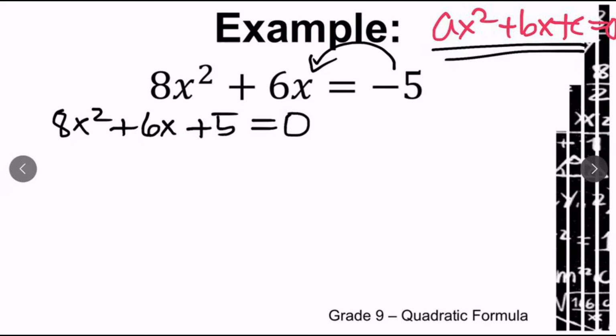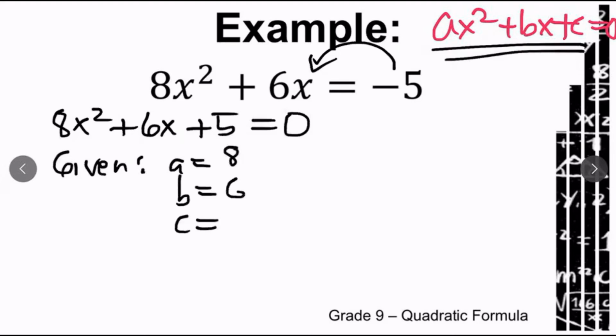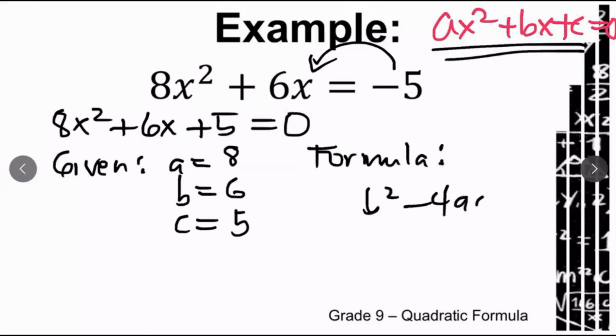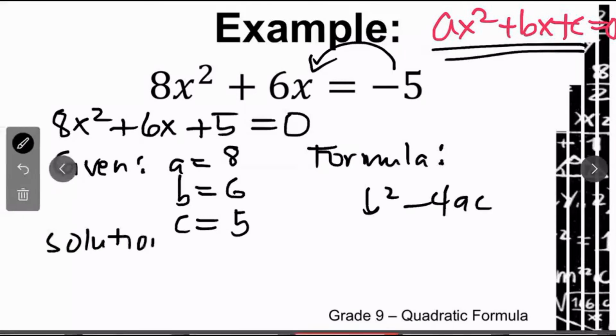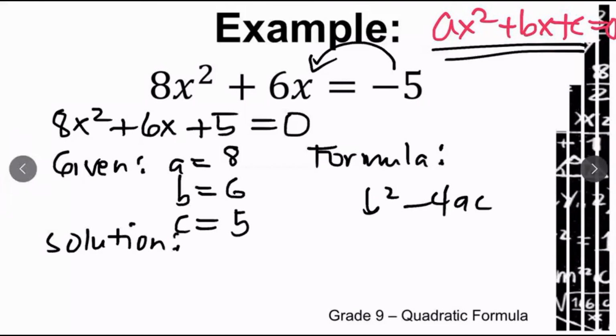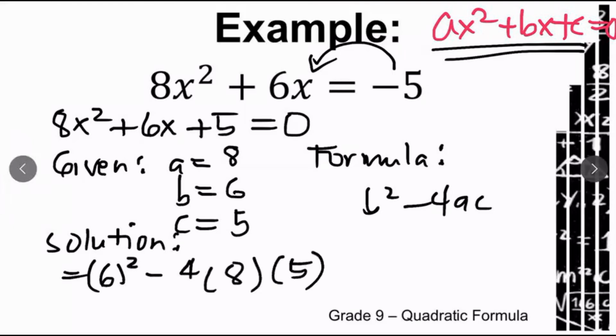Now, since naka-standard form na tayo, let us identify the given. We have A, B, and C. For letter A, we have 8. For letter B, we have 6. And for letter C, we have 5. And our formula is B squared minus 4AC. So let us solve for our solution. We just need to substitute our given to our formula. We have B squared, which is 6 squared, minus 4 multiplied by 8, which is letter A, and multiplied by C, which is 5. So we have 6 squared is 36.